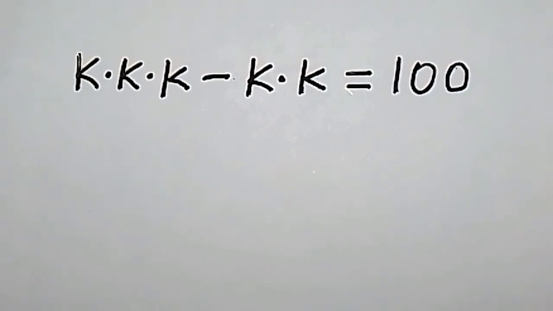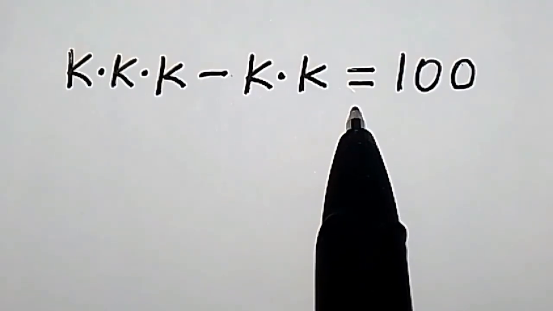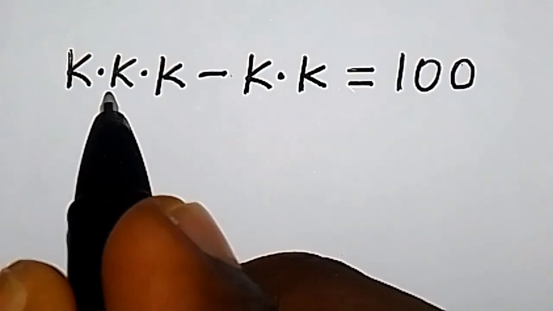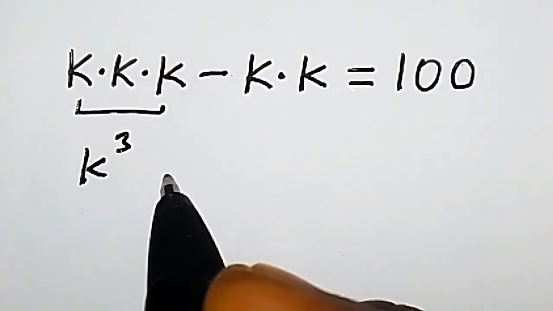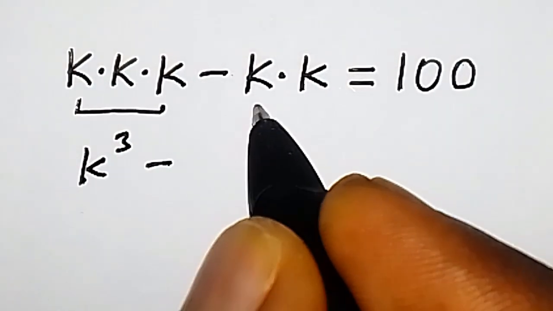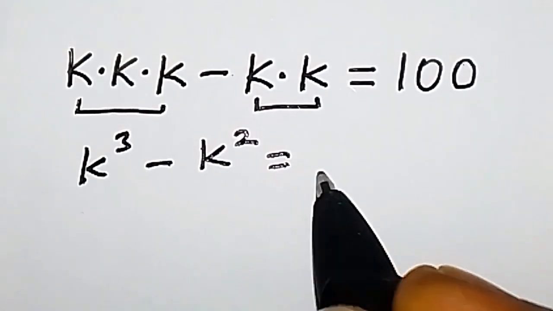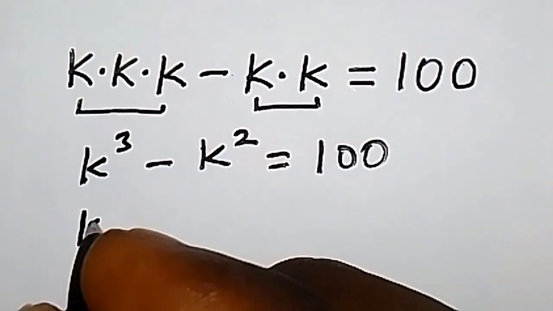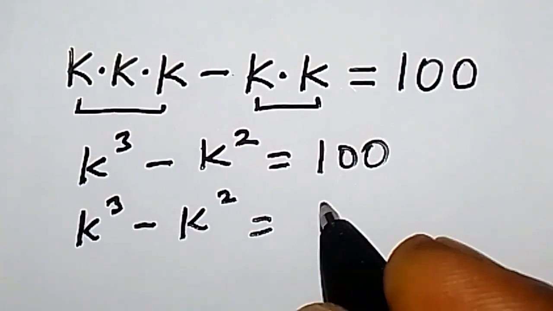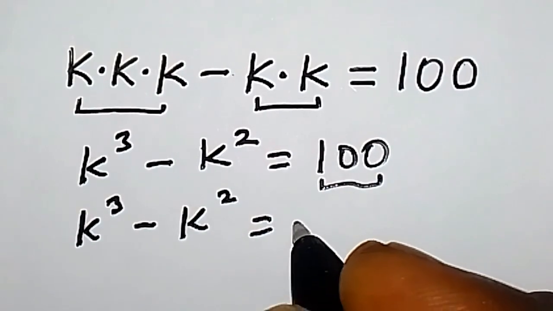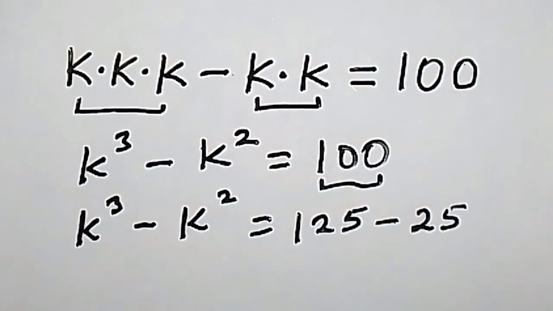How do we solve this algebra problem? k times k times k minus k times k equal to 100. k times k times k could be written as k to the power of 3, minus k times k could be written as k to the power of 2, equal to 100. k to the power of 3 minus k to the power of 2 is equal to 100, which could be written as 125 minus 25. Let's continue.